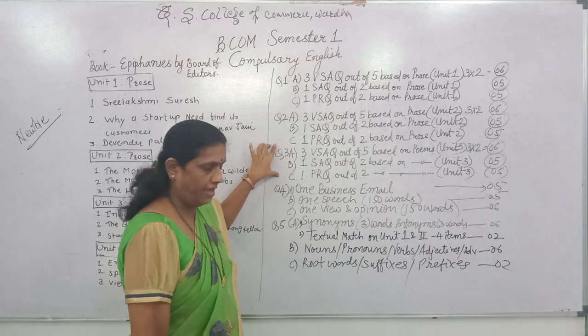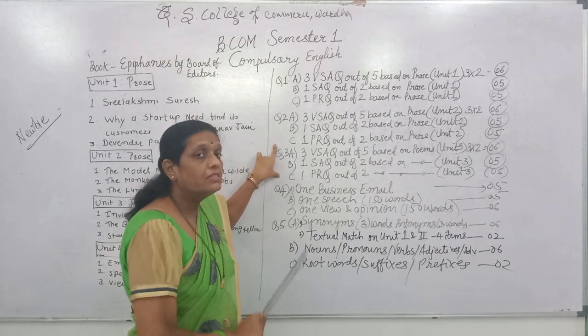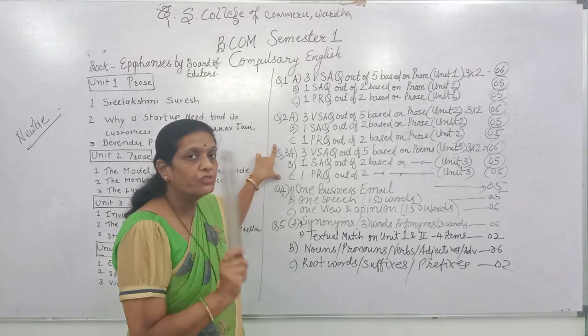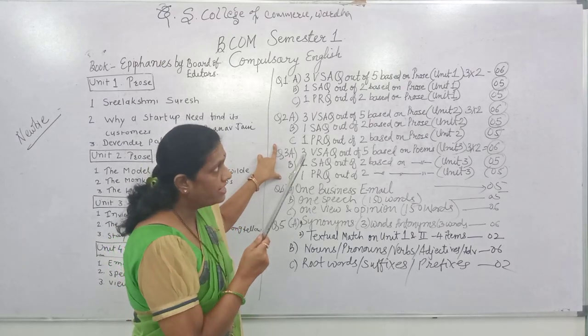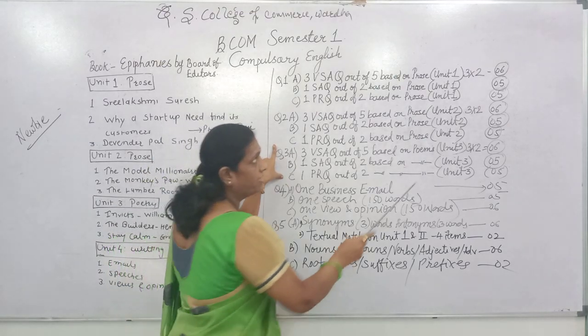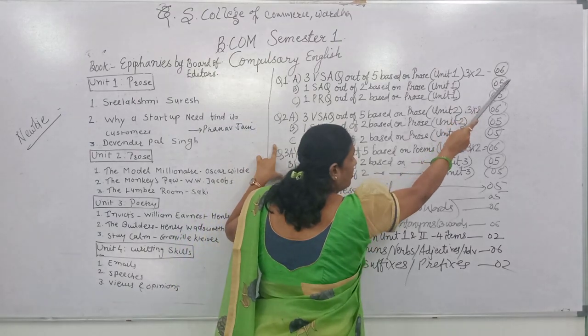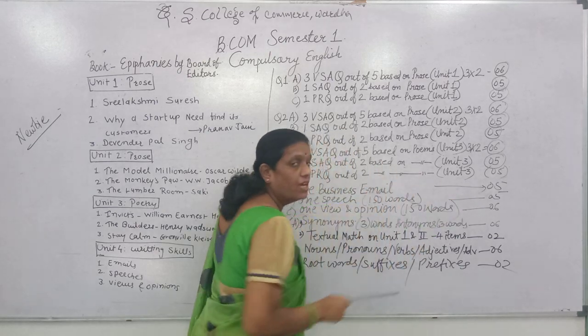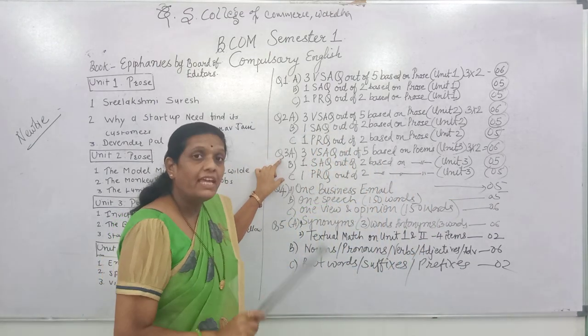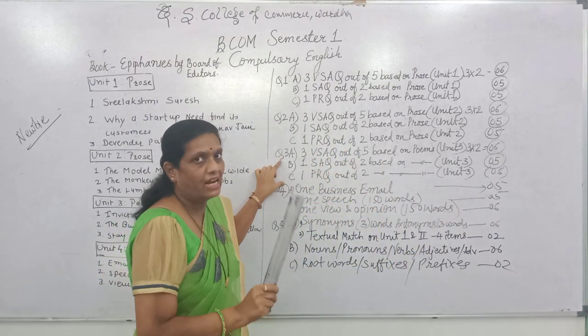Question number 3a. Now, this question would include the questions from the poem sections. This pattern is the same. Everywhere you must have seen 6 plus 5 plus 5, 6 plus 5 plus 5, 6 plus 5 plus 5. The pattern is the same. Only the questions from the units are different.